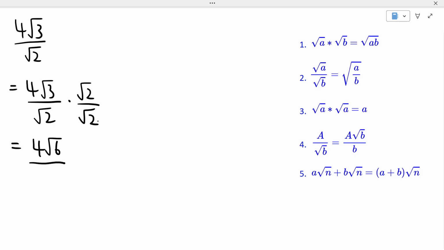Square root of 2 times the square root of 2 is equal to 2. So now this entire expression is 4 square root of 6 over 2. And we can simplify this further because 4 divided by 2 is equal to 2. So this entire expression can be simplified further as 2 square root of 6. And this expression is now in simplified form because there are no square roots in the denominator. And this is our final answer.